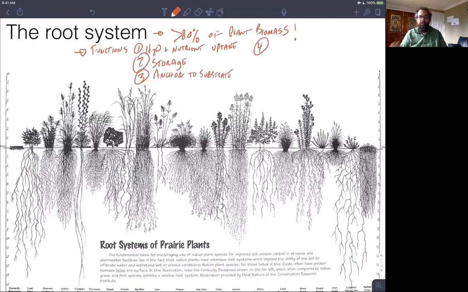So to keep those plants anchored to their spot, whether that substrate be the soil or a plant growing on top of another plant, an epiphyte growing on the branch of another plant, the roots are often there to anchor them to the substrate. And I'll show you some examples of some of these types of anchor roots. Roots are also very important in vegetative reproduction.